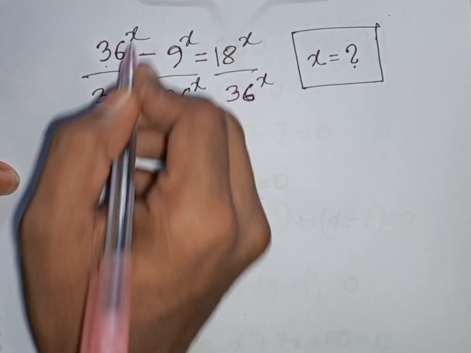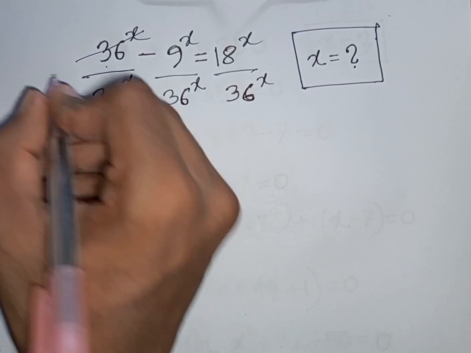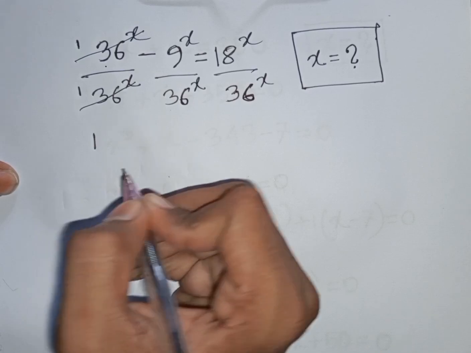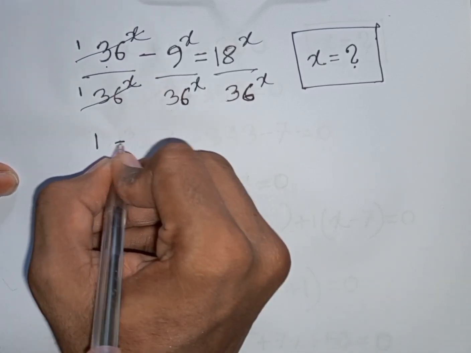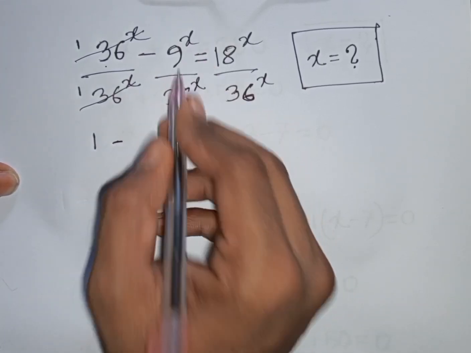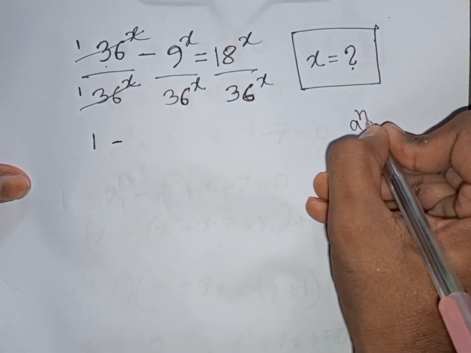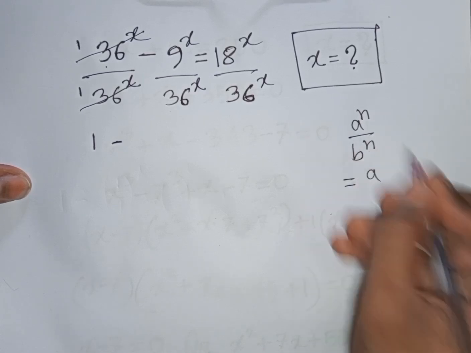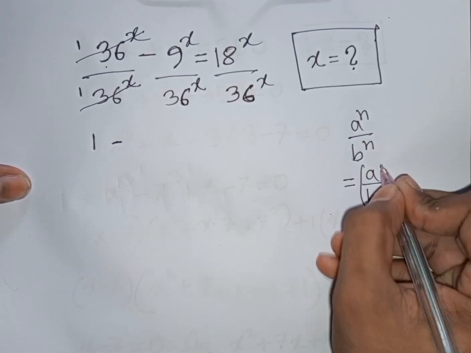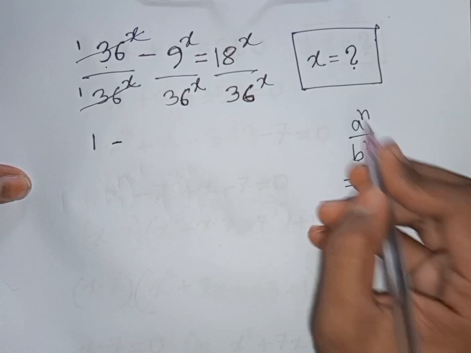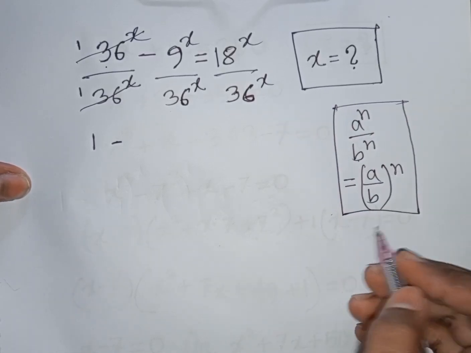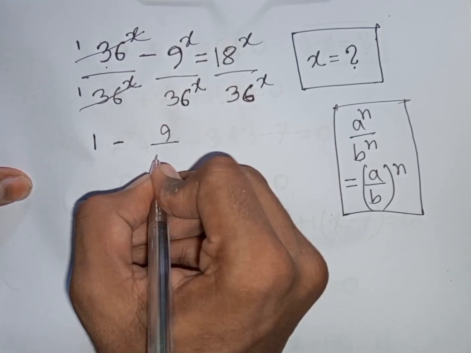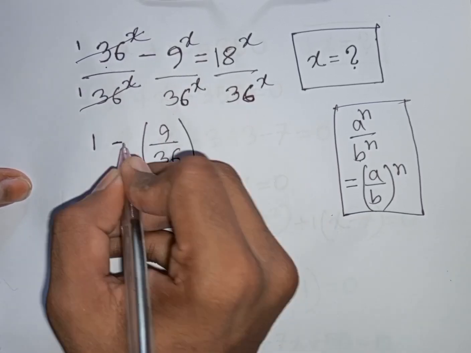Now this will be cancelled. So here 1 over 1, that means it will be 1, then minus 9^x over 36^x. Same power but different base. So according to this exponential rule, that a^n over b^n is equal to (a/b)^n, we can write here (9/36)^x.